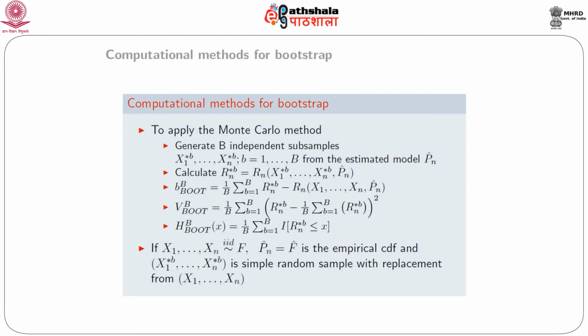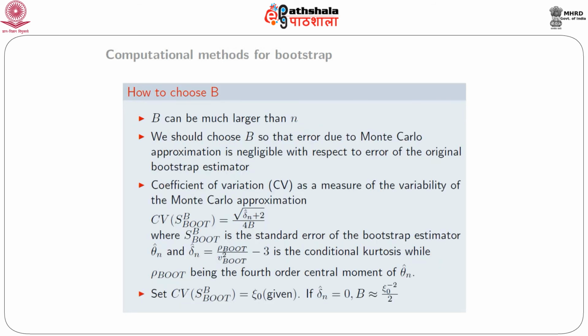Now, if x1 to xn follows F, then Pn hat is equivalent to F hat, which is the empirical CDF, and x1*b to xn*b is a simple random sample with replacement from x1 to xn. Note that a typical sample is of the form xi1, xi2, ..., xin, where 1 is less than or equal to ik, which is less than or equal to n. So, this problem is equivalent to choosing a simple random sample with replacement i1, i2, ..., in from 1 up to n.